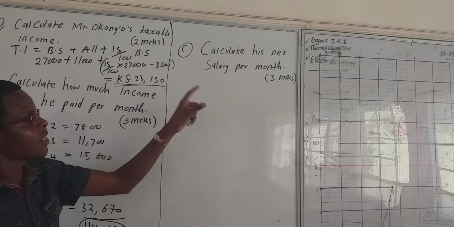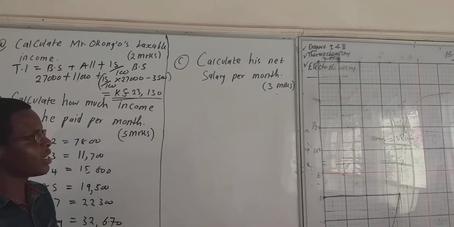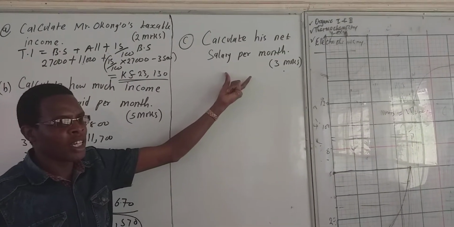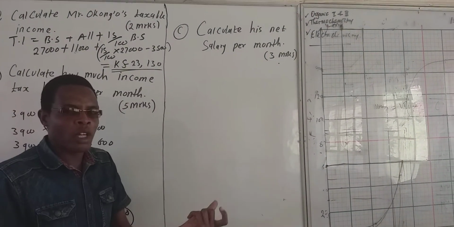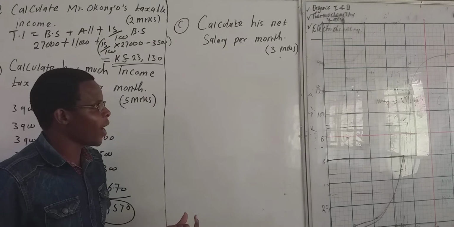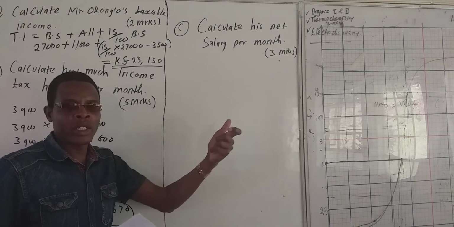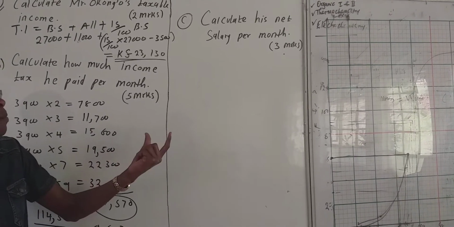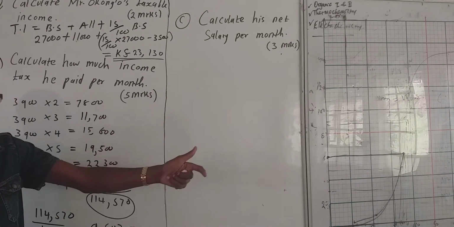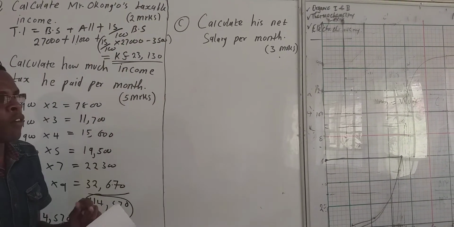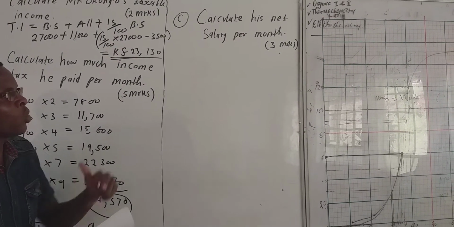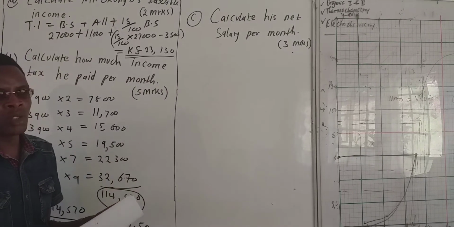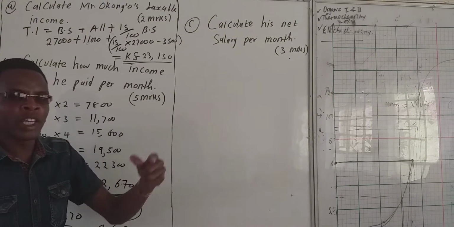Calculate his net salary per month. Now, when we talk about the net salary, this is the total amount of money you get in your bank after all of the deductions have been made. For example, maybe if you had a loan, it has to be deducted. If you have maybe some amount you are contributing to the NGO, it has to be deducted. Let us assume you have the income tax, it has to be deducted. If you have maybe the nominal rent.